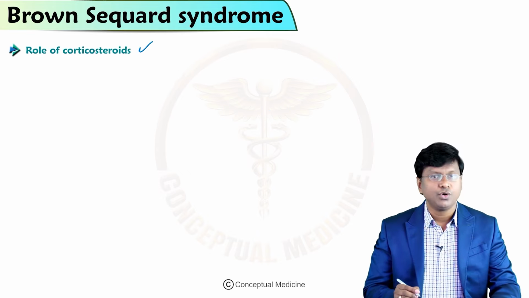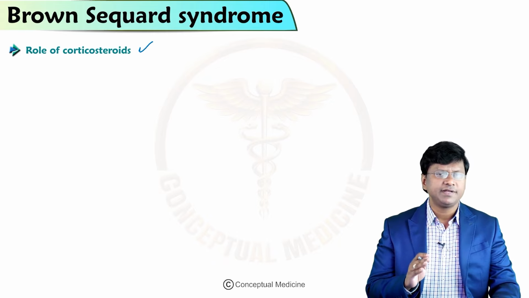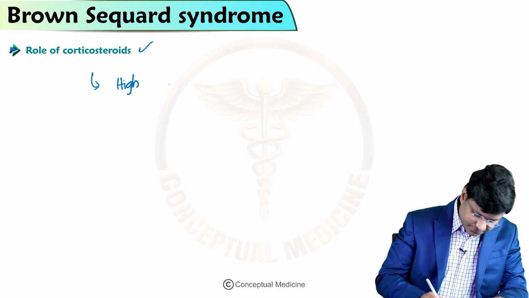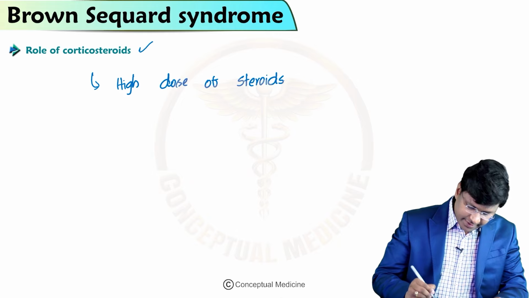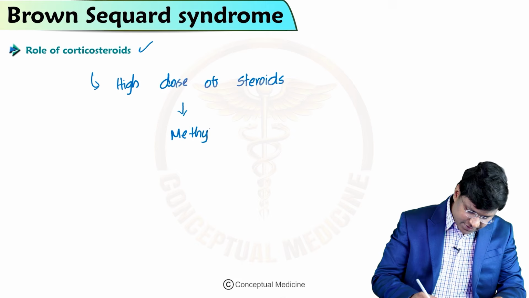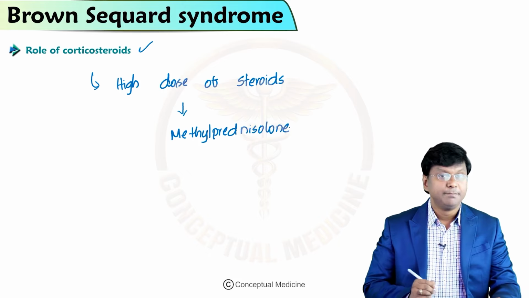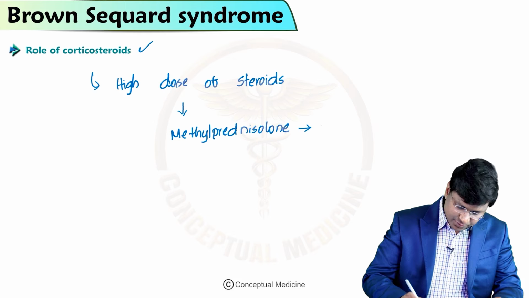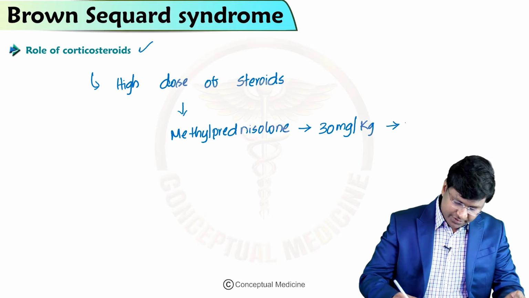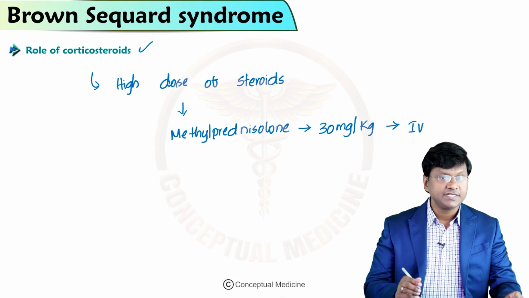Then what is the role of the corticosteroids? See, early treatment with high doses of corticosteroids, right? So you need to give high dose of steroids, and the steroid that you have to give is methylprednisolone, and this methylprednisolone should be given at a dosage of 30 milligrams per kg, and you have to give this through intravenous route, right? Intravenous bolus.